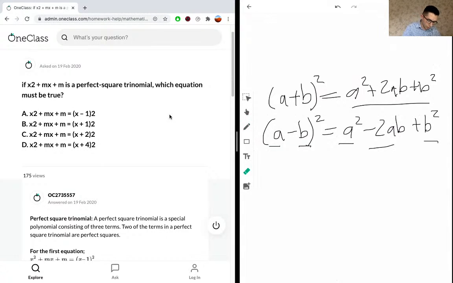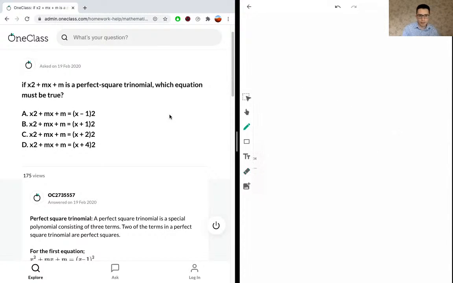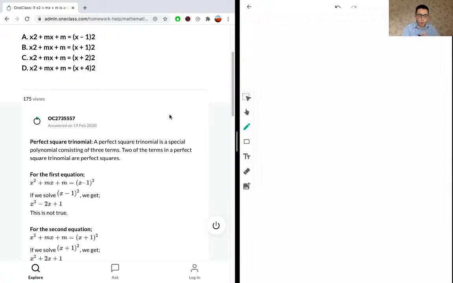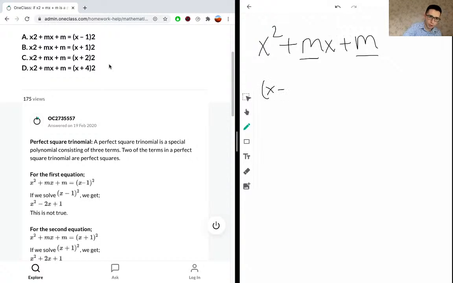Okay, so we've gotten some background on the concept here. So we're given 4 options, and we need to see which one gives us x squared plus mx plus m. So this term and this term are equivalent. That's what we're looking for when we expand each option. So when we expand x minus 1 squared, x plus 1 squared, x plus 2 squared, and x plus 4 squared, let's just go through one by one.